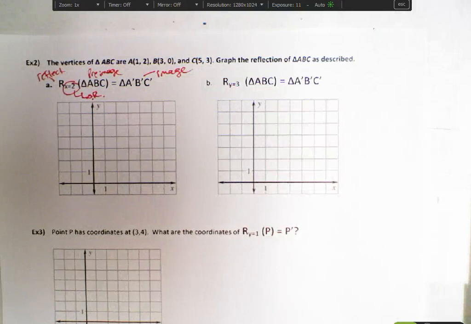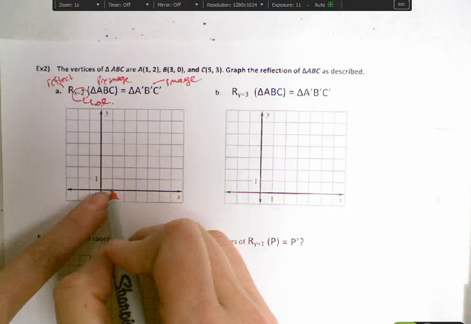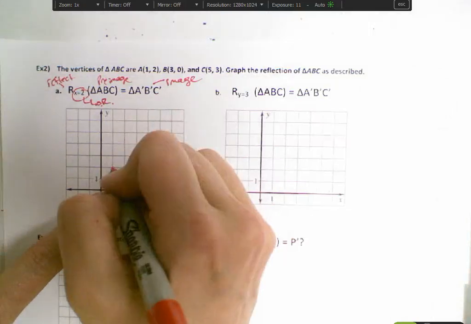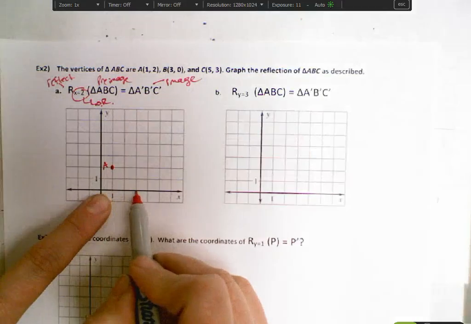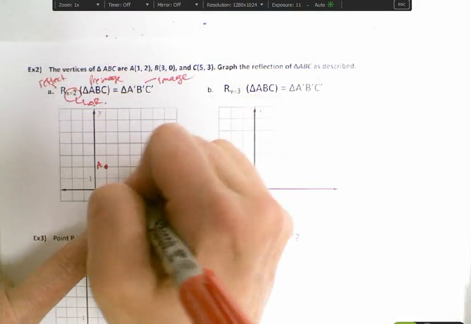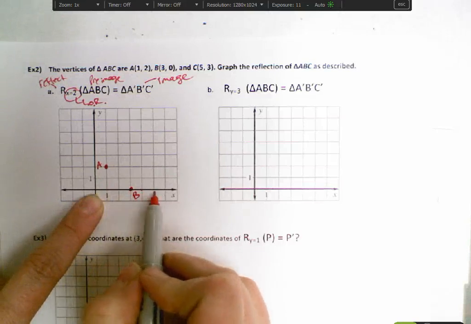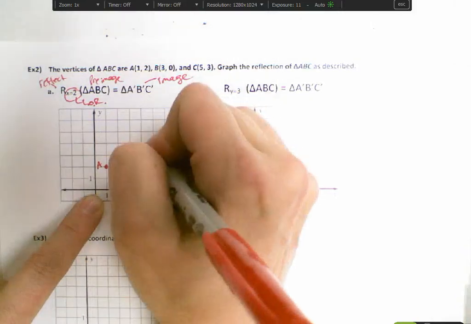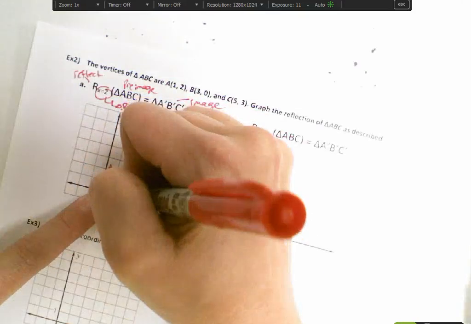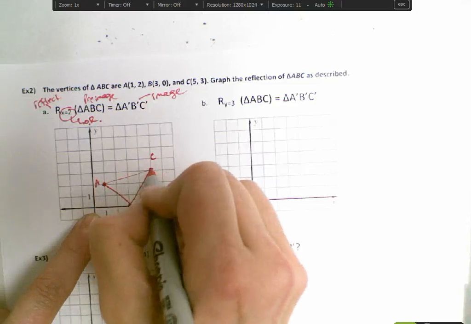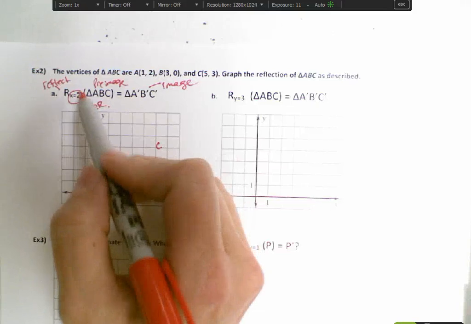Step 1, I need to graph the first one. So my pre-image is A at 1, 2. So that's my A. B is at 3, 0. And C is at 5, 3. So that's C. So my pre-image is now graphed, and I need to put my line of reflection in.